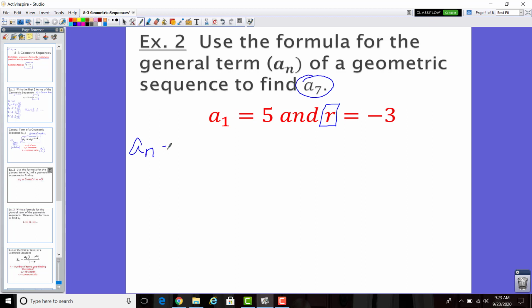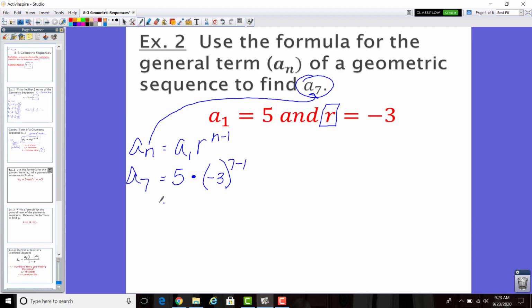A sub 7 means we need the a sub n formula. So our first term times our common ratio raised to the n minus 1 power. Well, this formula says I need to know n. Well, n is right here. It is 7. So I'm looking for a sub 7. A sub 1 is 5. I'm going to multiply that by the common ratio of negative 3 raised to the n minus 1 power. And we know n is already 7. So if we simplify this, we get 5 times negative 3 to the 6th power.